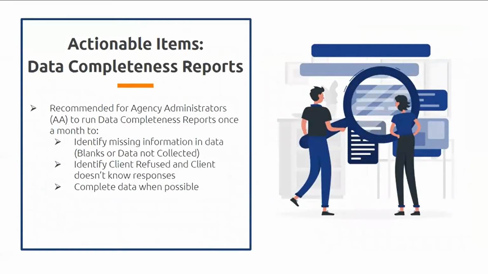Okay, so to wrap up completeness, what can we do after running these reports? What should you do as agency administrator? So first, you need to identify the missing information. As I said, this can be either blanks or data not collected. You need to identify client doesn't know and client refused responses. And most importantly, you should complete data when it's possible. So in this case, we actually can make corrections, unlike timeliness.